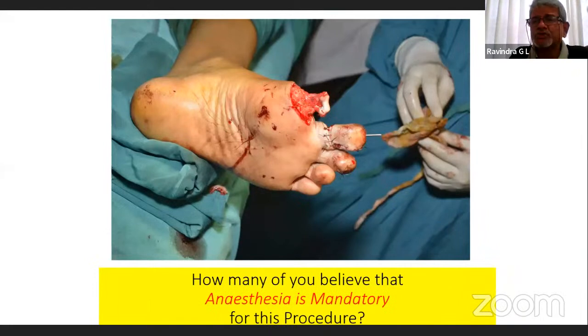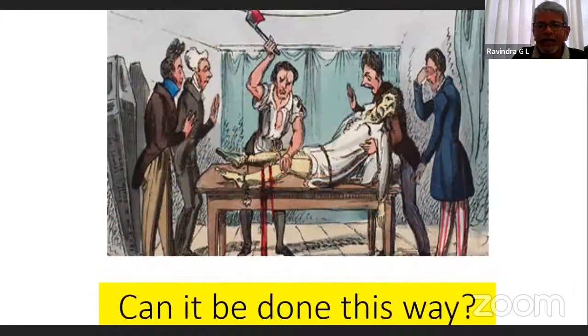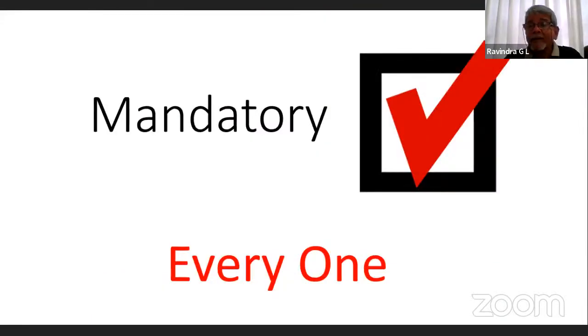Now, let me ask a question to everyone here. How many of you believe that anesthesia is mandatory for a surgical procedure? If you want to surgically do an amputation, is anesthesia mandatory or not? Can it be done this way, four people holding and then chopping it off? This was being done years ago. But now everybody feels that some kind of analgesia is required for that procedure.